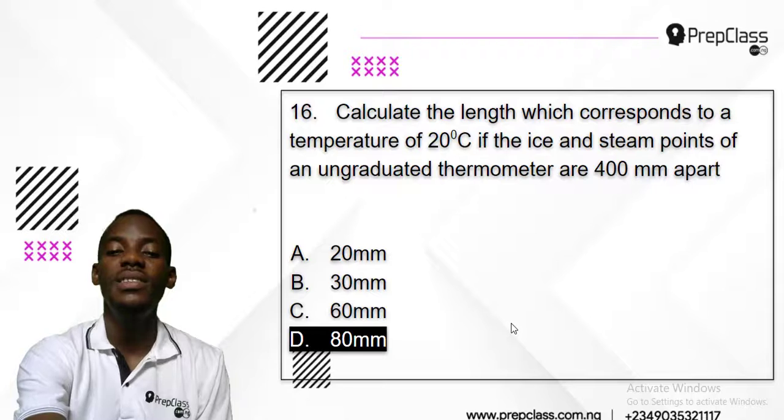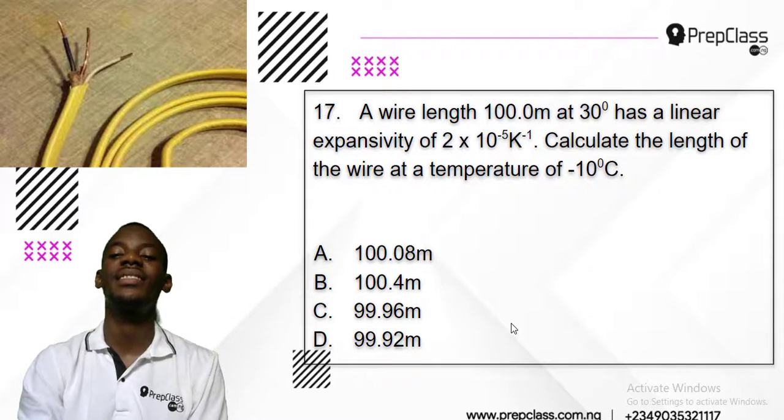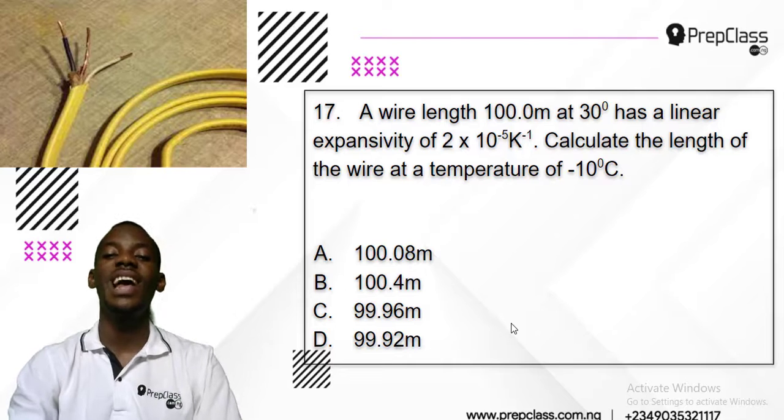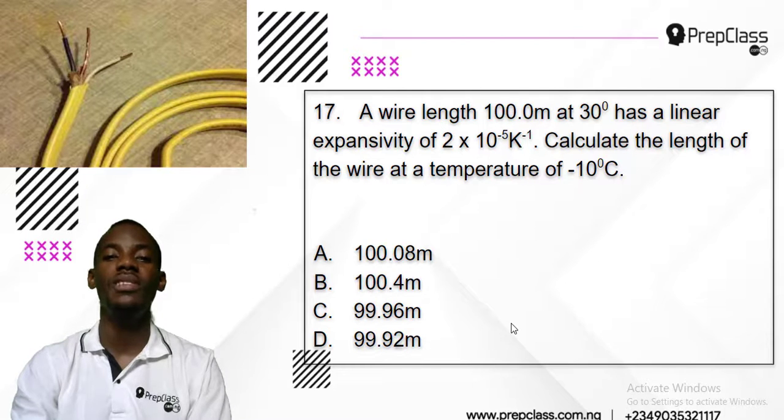Now, number 17 says a wire of length 100 meter at 30 degrees Celsius has a linear expansivity of 2 times 10 per minus 5 per Kelvin. Calculate the length of the wire at a temperature of minus 10 degrees Celsius, right? Now, this question is on expansivity.